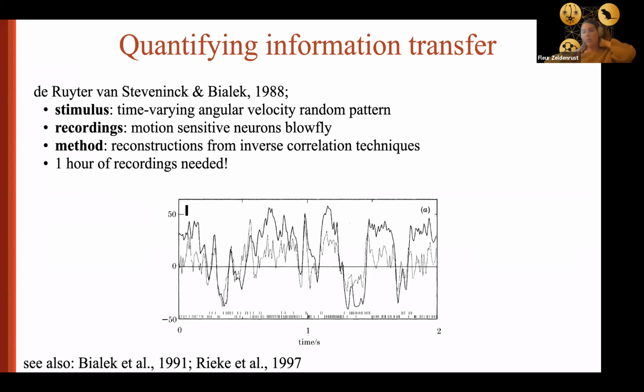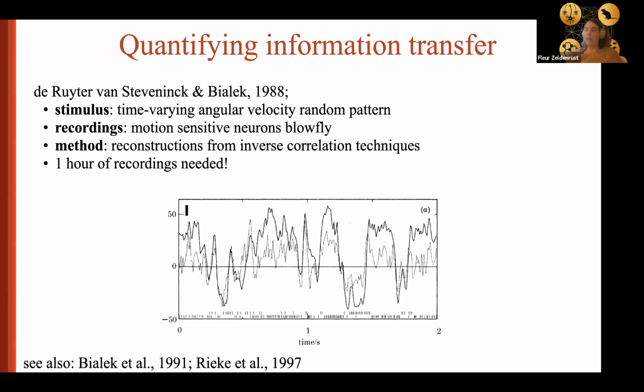In this graph, you see the time in seconds on the horizontal axis. On the bottom, you see the spikes of the neuron, and in black you see the velocity of the pattern. Then they fitted a model to this and reconstructed the input. In light gray, you see the reconstructed input. That way you can give the input, estimate how much you can reconstruct the input from the spikes, and that gives you an estimate of information.